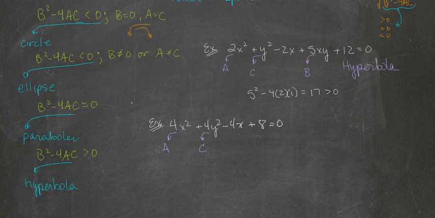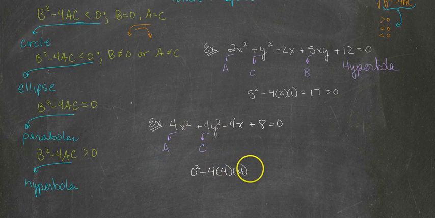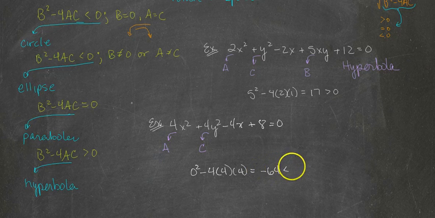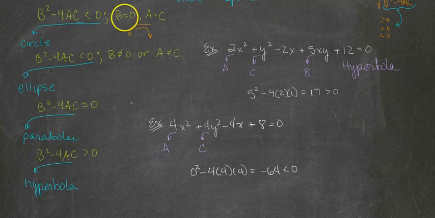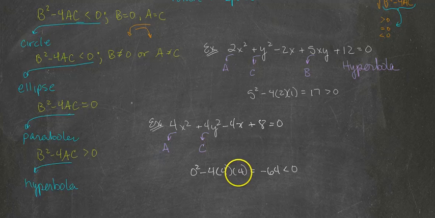So I have b squared, which is 0 squared, minus 4 times a, which is 4, and c, which is 4. So 0 minus 4 times 16 is negative 64, which is less than 0. And so the condition that the discriminant is less than 0 and b equals 0, which is true, and a equals c, a and c are equal to each other. So we have to be looking in this case at a circle.